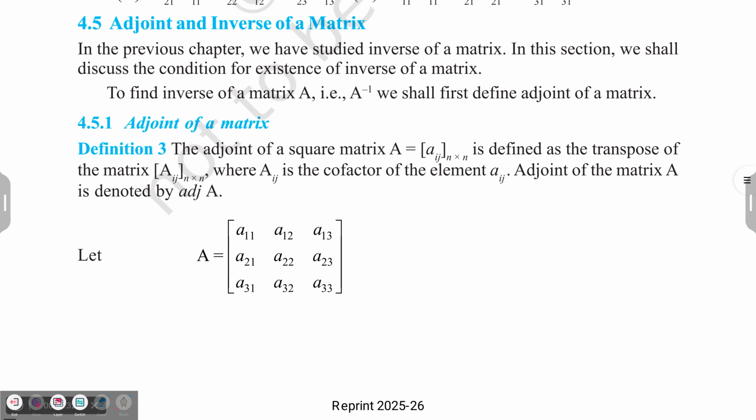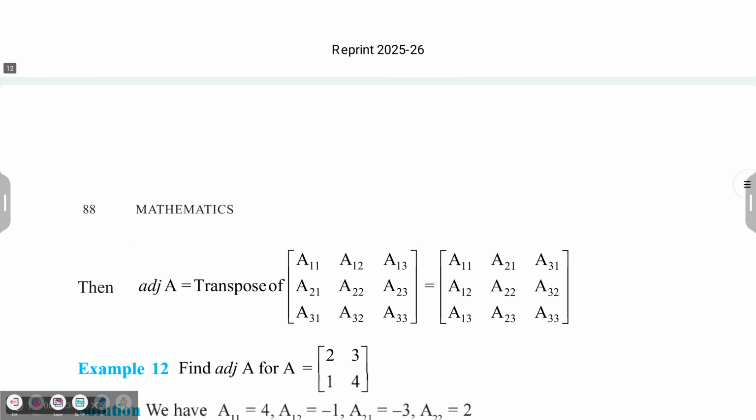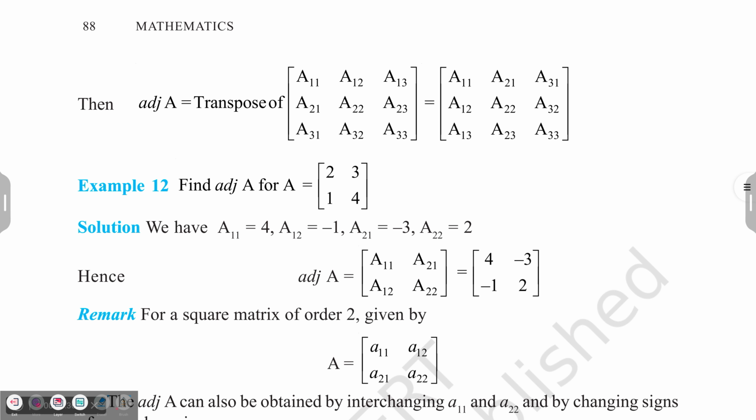Then this is the adjoint of A. Adjoint of A, for 2 by 2 you have to learn. I gave an idea for 2 by 2. What idea did I give? Interchange the diagonal elements. What are the diagonal elements there? 4 and 2, you have to change. Opposite sign for the non-diagonal elements. Then minus 1, minus 3. That is your final answer. Directly you can go for a 2 by 2.